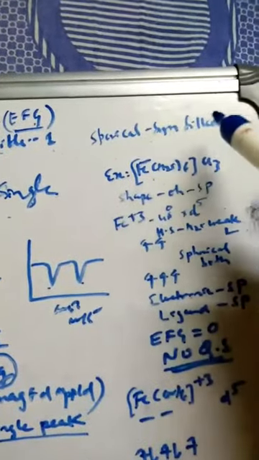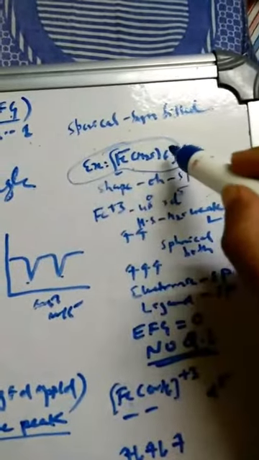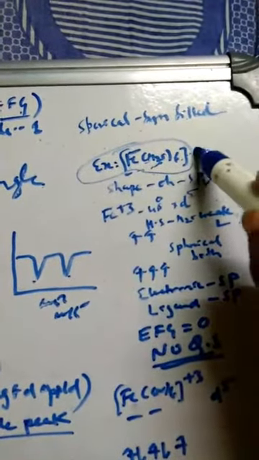Now, spherical and symmetric: for spherical, the symmetry should be filled. Take one example, Fe(H2O)6 Cl3. If you see this hexa-aqua complex, it is a very octahedral complex, so definitely spherical symmetry is there. Now, in which state is Fe here? Cl3 is there, so it is the plus 3 state.